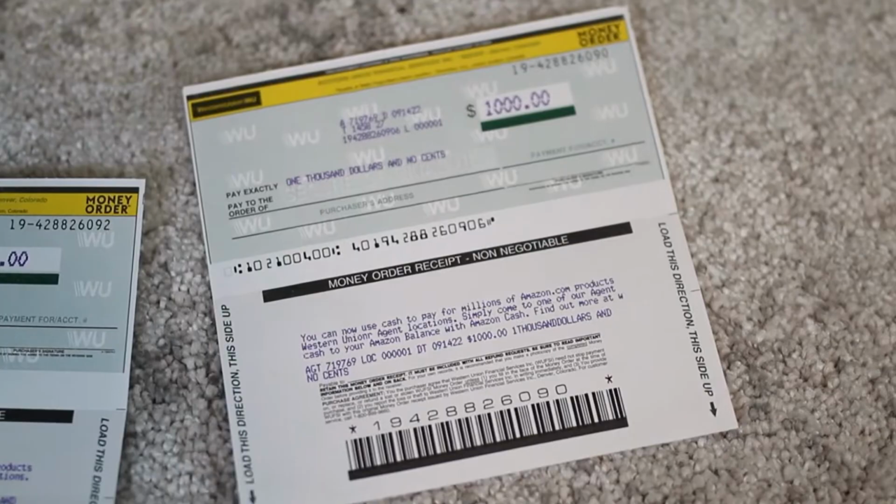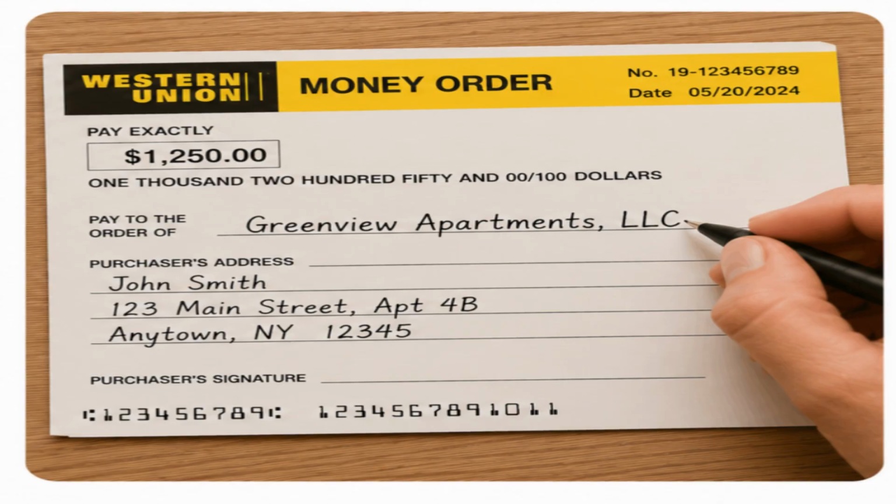First, purchase a Western Union money order for the exact amount of your rent payment. Before filling it out, double-check that the printed amount matches the amount you paid for the money order. Next, look for the section labeled Pay to the order of or Pay to. In this section, write the full name of your landlord, property manager, or apartment company exactly as requested in your lease or payment instructions. Make sure the spelling is correct because money orders are difficult to change once completed.